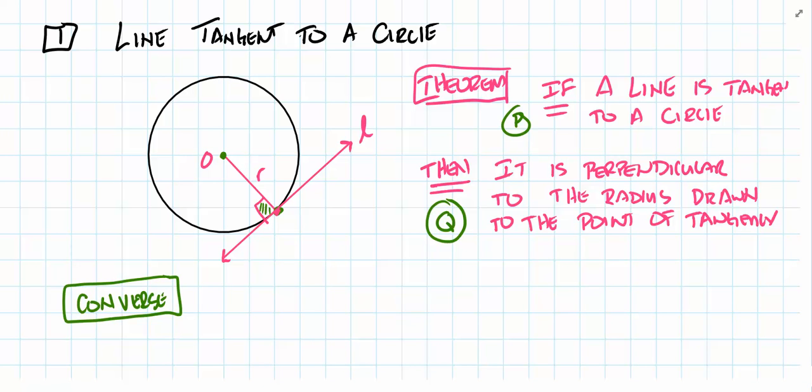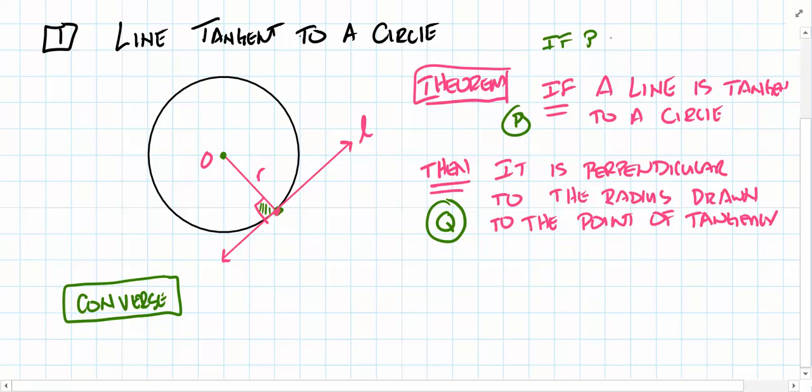So I'm going to try and give you a break on this one. We have P and Q, so we have if P, then Q, where P is this statement, a line tangent to the circle, and Q is this statement, it's perpendicular to the radius drawn to the point of tangency. What would the converse be? If Q, then what? Then P, okay? So you need to be responsible for both, the converse and the theorem. Is that fair enough? Trying to save you some time?